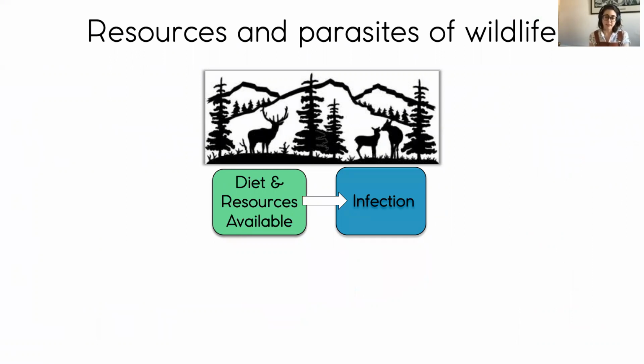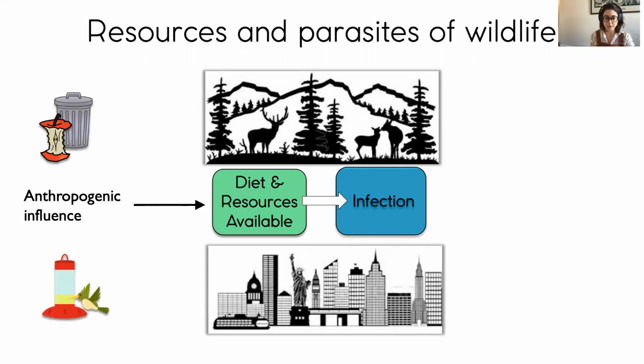There's been a lot of recent interest in this over the past few years because in addition to natural variation that occurs in the environment, so things like climate or just seasonal changes in resources, we're also seeing a massive uptick in the effects of anthropogenic influence on the type and the quantity of food that's available to wild animals.